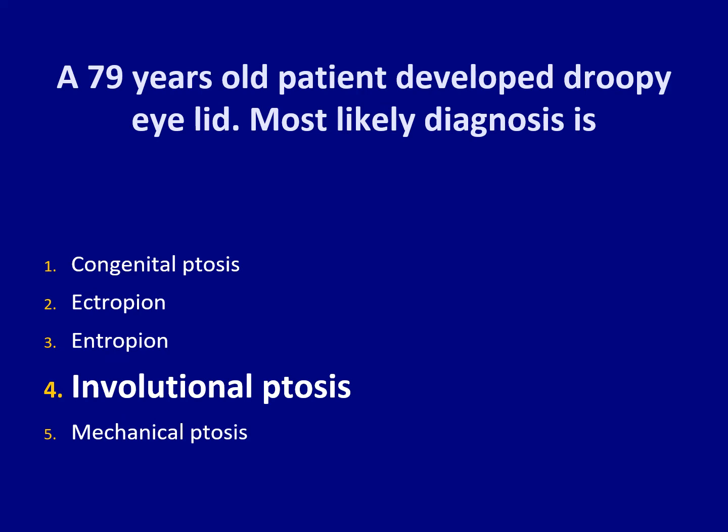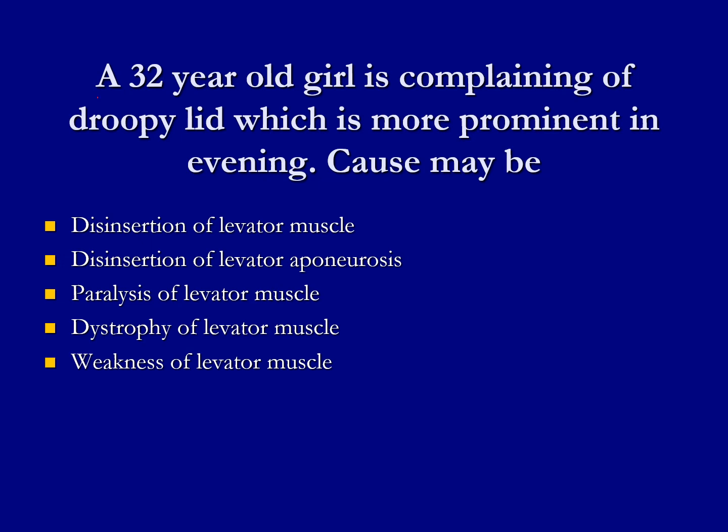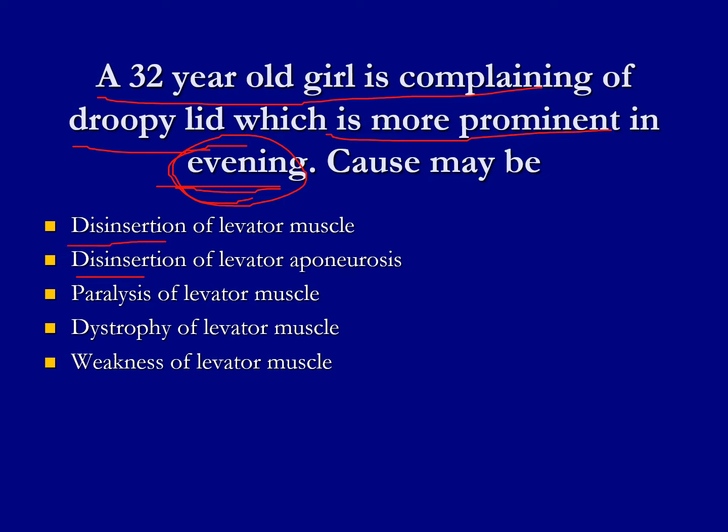Next MCQ. A 32-year-old girl is complaining of a droopy lid, which is more prominent in the evening. Now that is the key in the slide, in the evening. So it is not always there, it only comes in the evening, and that points towards muscle weakness. So the cause may be disinsertion of levator aponeurosis, paralysis of levator muscle, dystrophy of levator muscle, or weakness of levator muscle.